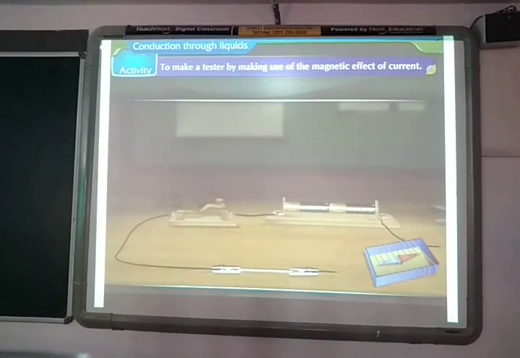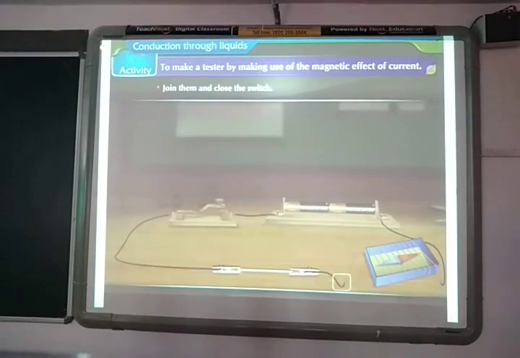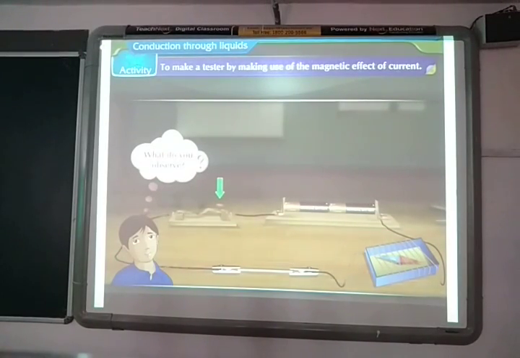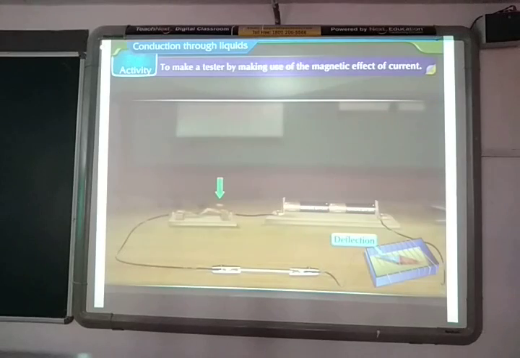Let us now replace the LED of the tester with a matchbox tray containing a compass needle inside it. Connect one end of the copper wire to the terminal of the battery and keep its other end free. Now, you are left with two free ends of wire, one coming from the matchbox and the other from the switch. Join them and close the switch momentarily. What do you observe? You observe that the magnetic needle placed inside the matchbox shows deflection. The deflection of the magnetic needle shows that the tester is ready.